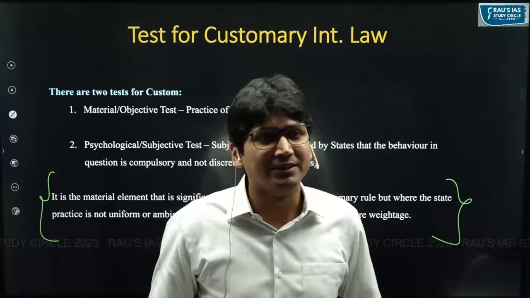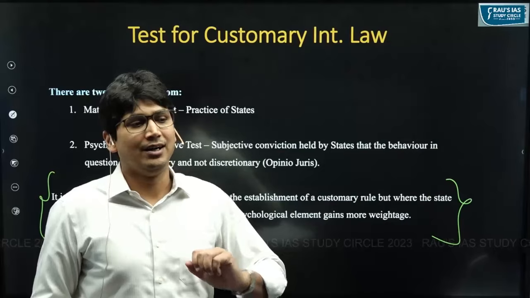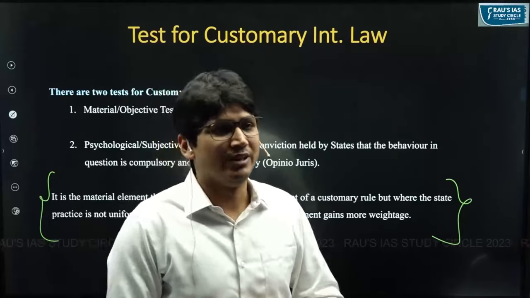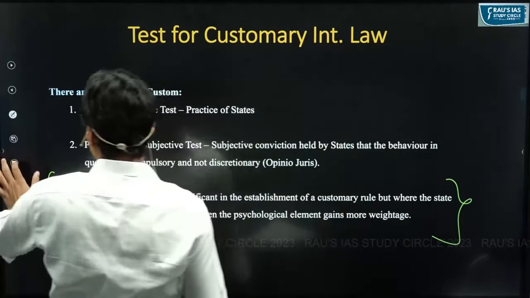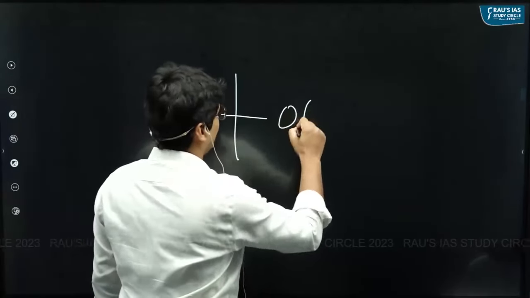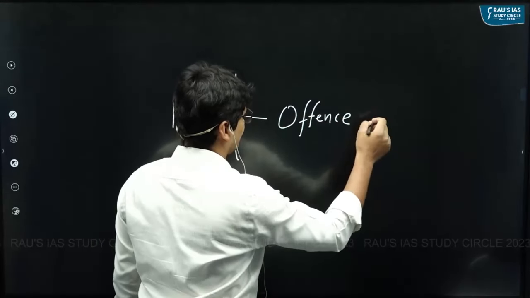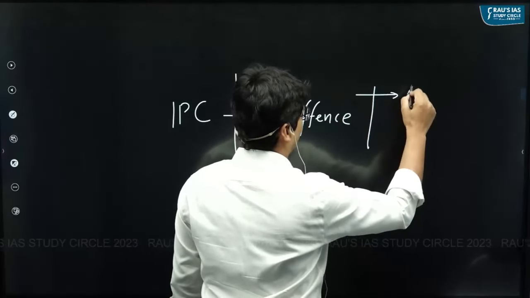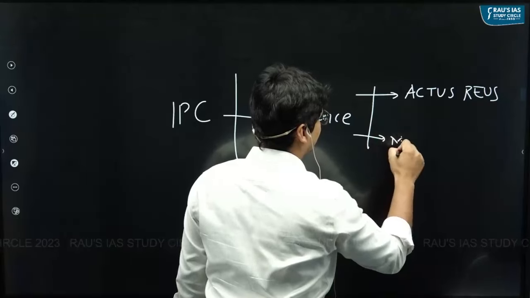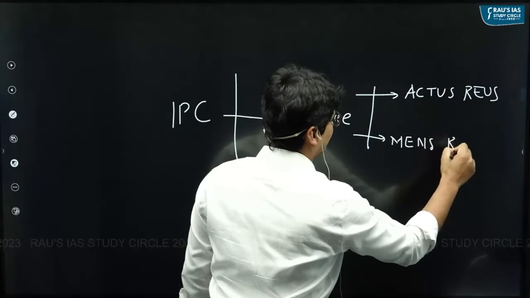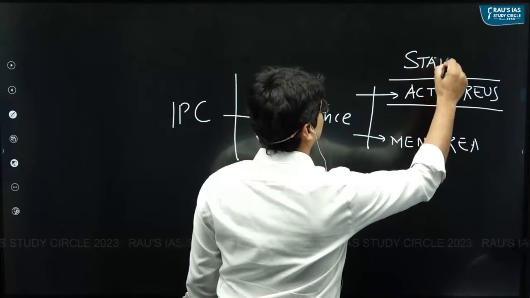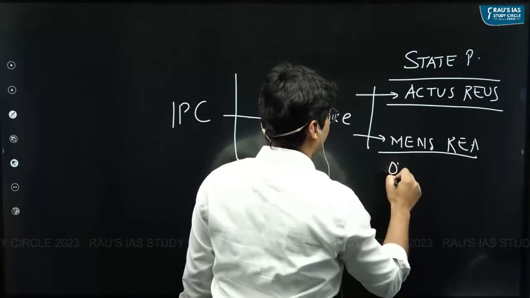Man, talking about IPC, every game has its own set of rules. You agree with this, right? So when you talk about IPC, I do. When you talk about IPC and particularly an offense which has been defined under IPC, of course, it has actus reus and it has mens rea, right? So what we are trying to do is compare this with actus reus at state practice, and through this, opinio juris.